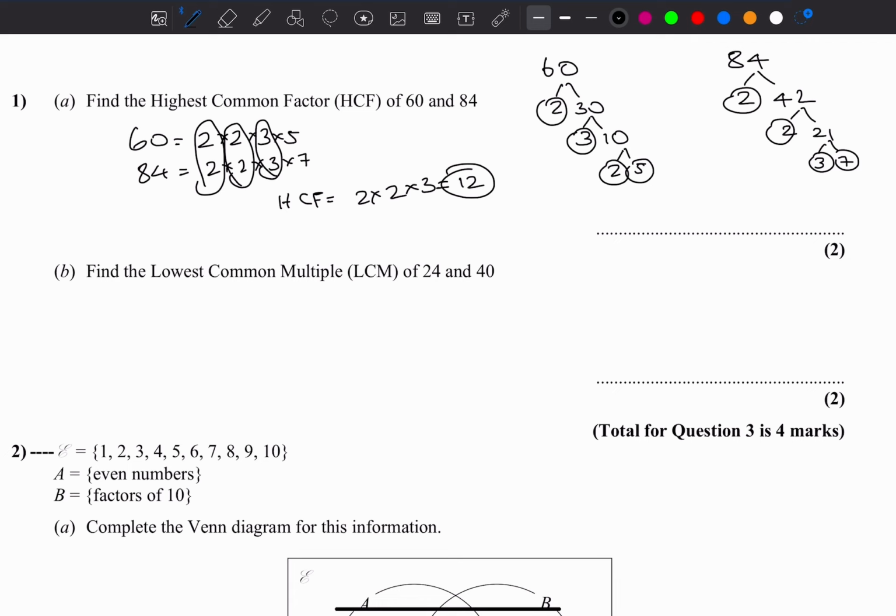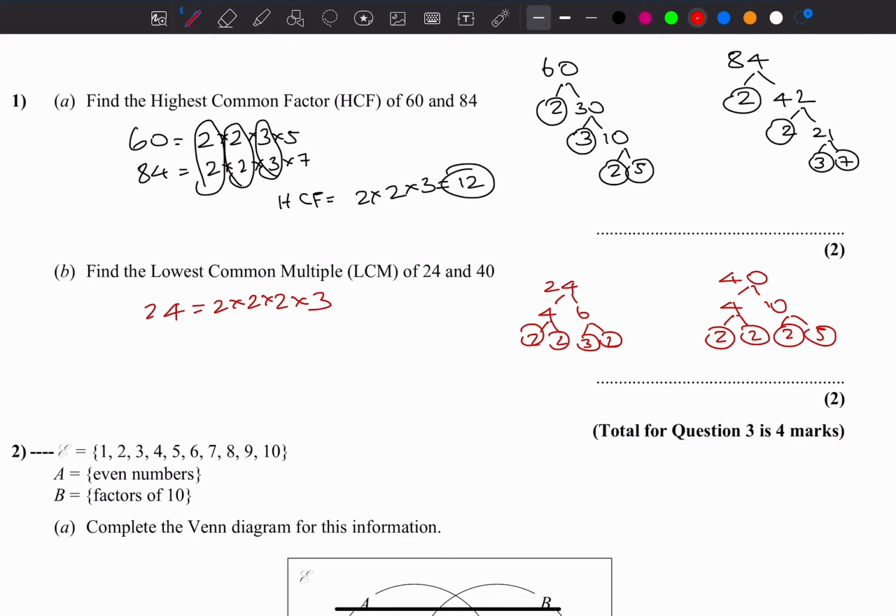I'll do it with the product of prime factors again. 24, 4 times 6, literally no primes. 2 and 2, 3 and 2, all are primes. So 24 is 2 times 2 times 2 times 3. 40, 4 and 10, not primes. So that's 2 and 2 primes. 10 is 2 and 5. So 40 is 2 times 2 times 2 times 5.